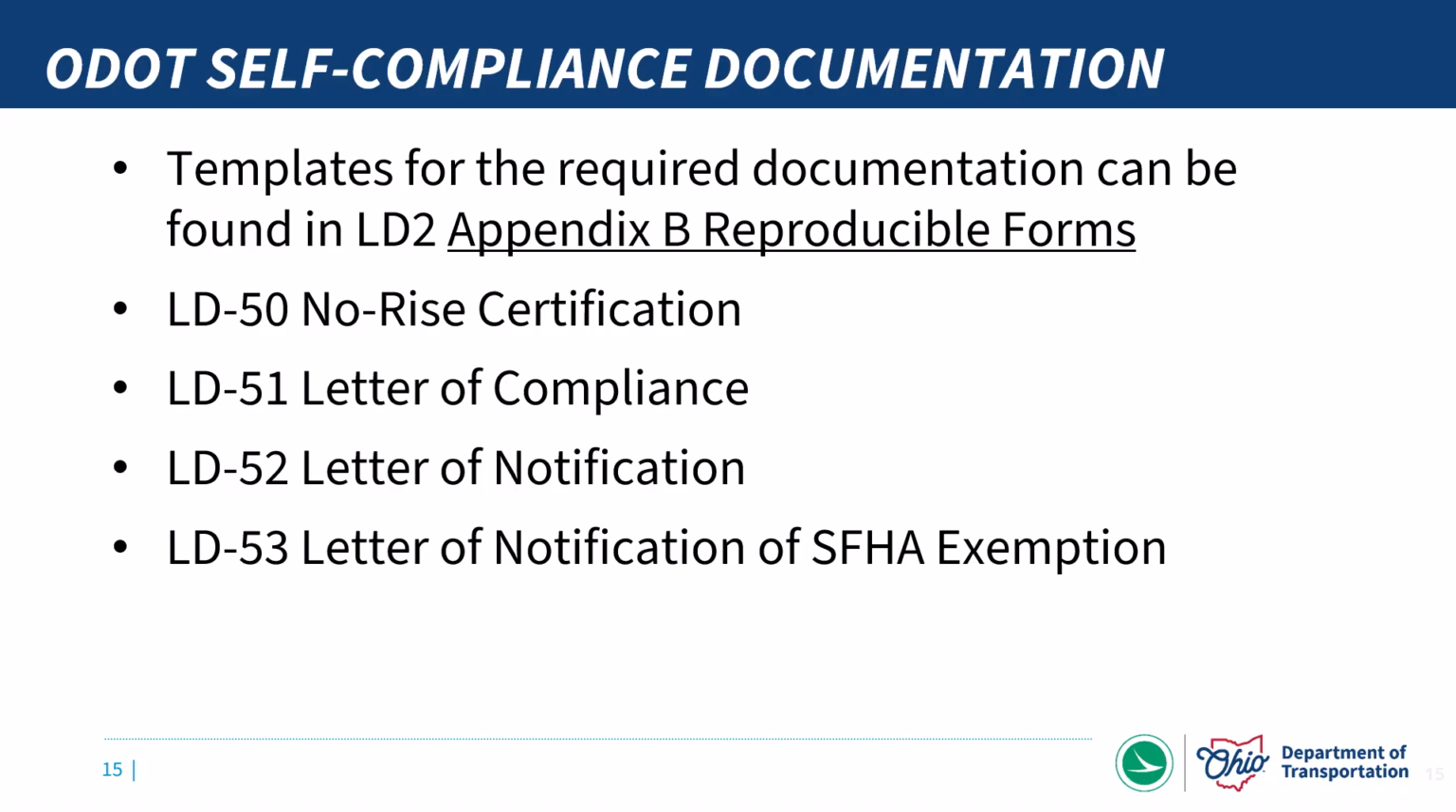So what are all of these documents that we need to do? Well, if you look in the L&D Appendix B in reproducible forms, we have an LD 50, 51, 52, and 53. So we have a no rise certification, a letter of compliance, a letter of notification, and a letter of notification for a special flood hazard area exemption.